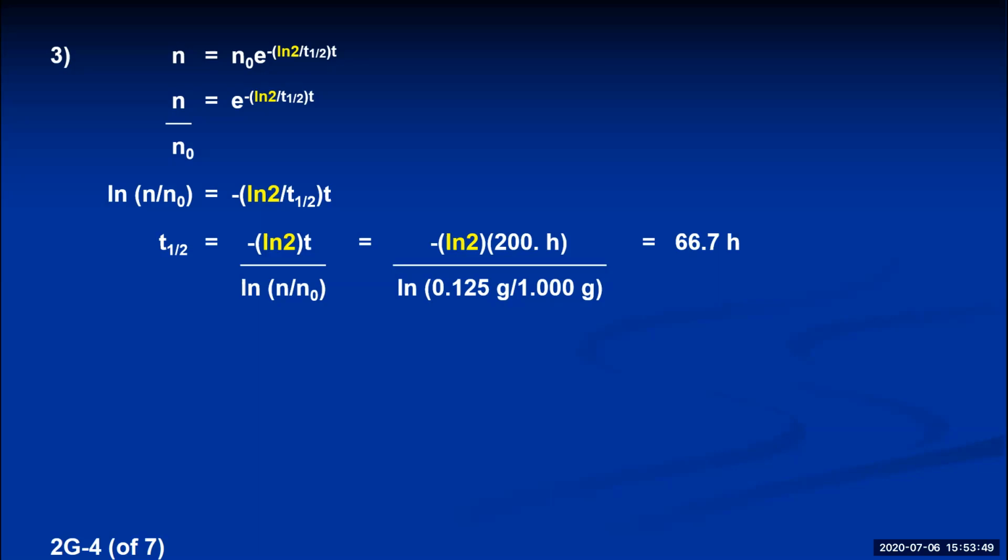Number 4, a sample of a radioisotope shows an activity of 100 disintegrations per minute. After 1 hour, the activity decreases to 77 disintegrations per minute. Determine the half-life of the radioisotope.